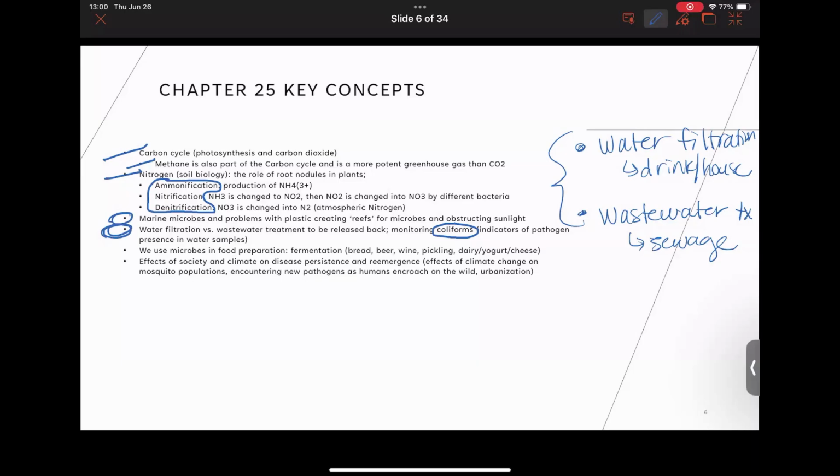So we test for the normal guys and we have allowable limits of each of them. We call it colony forming units, and how many colony forming units are allowed in drinking water versus watering a park or releasing it back in as wastewater that's been treated. The water released as treated wastewater will have the highest number of coliforms, whereas drinking water should have none, for example.